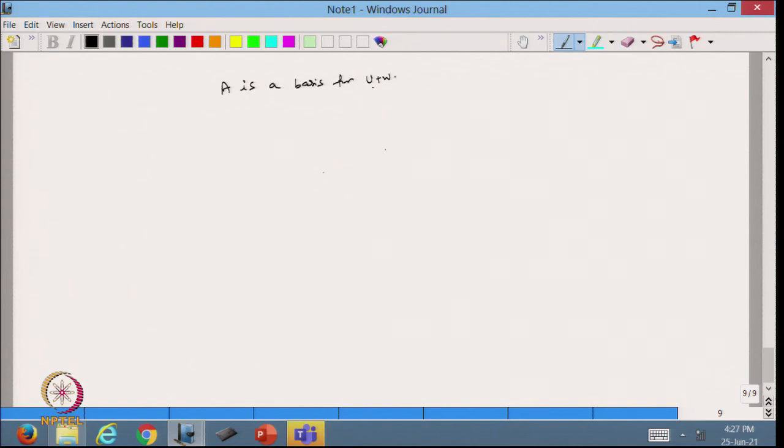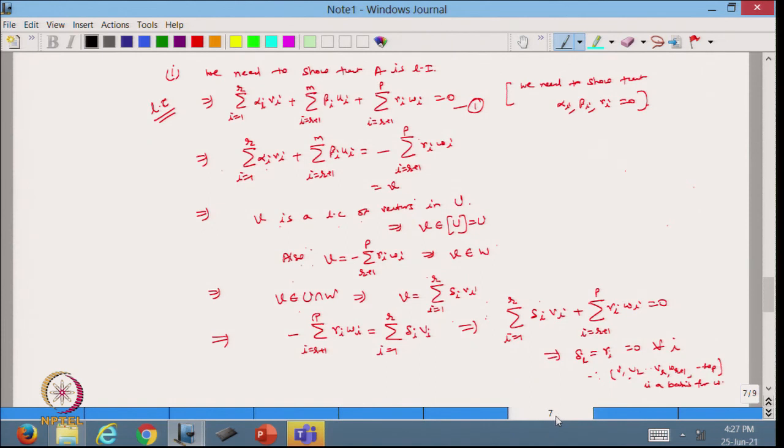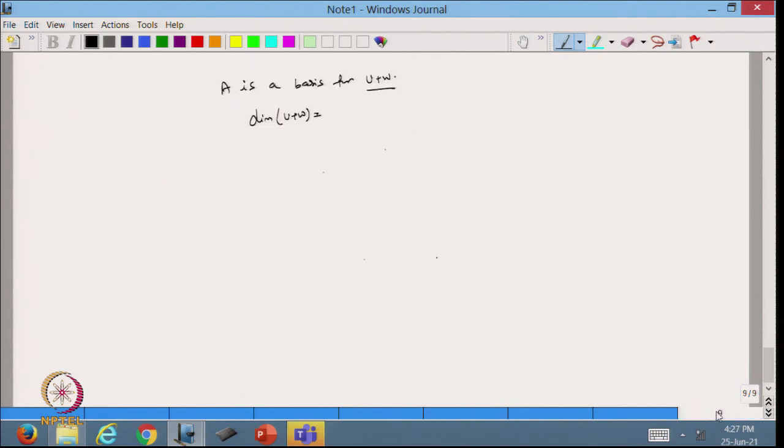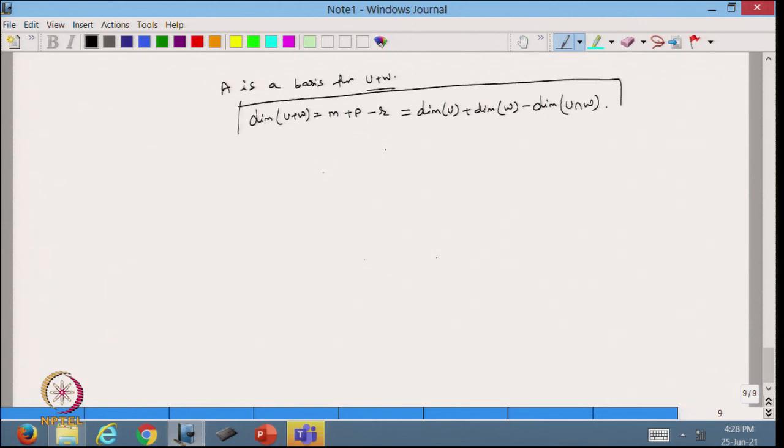Now, if it is a basis of U plus W, then definitely I can check that the dimension of U plus W, so we have shown this one, that it contains m plus p minus r elements, is m plus p minus r. So, that is equal to dimension of U plus dimension of W minus dimension of U intersection W. So, that is the proof of the given theorem. So, now we will stop here.